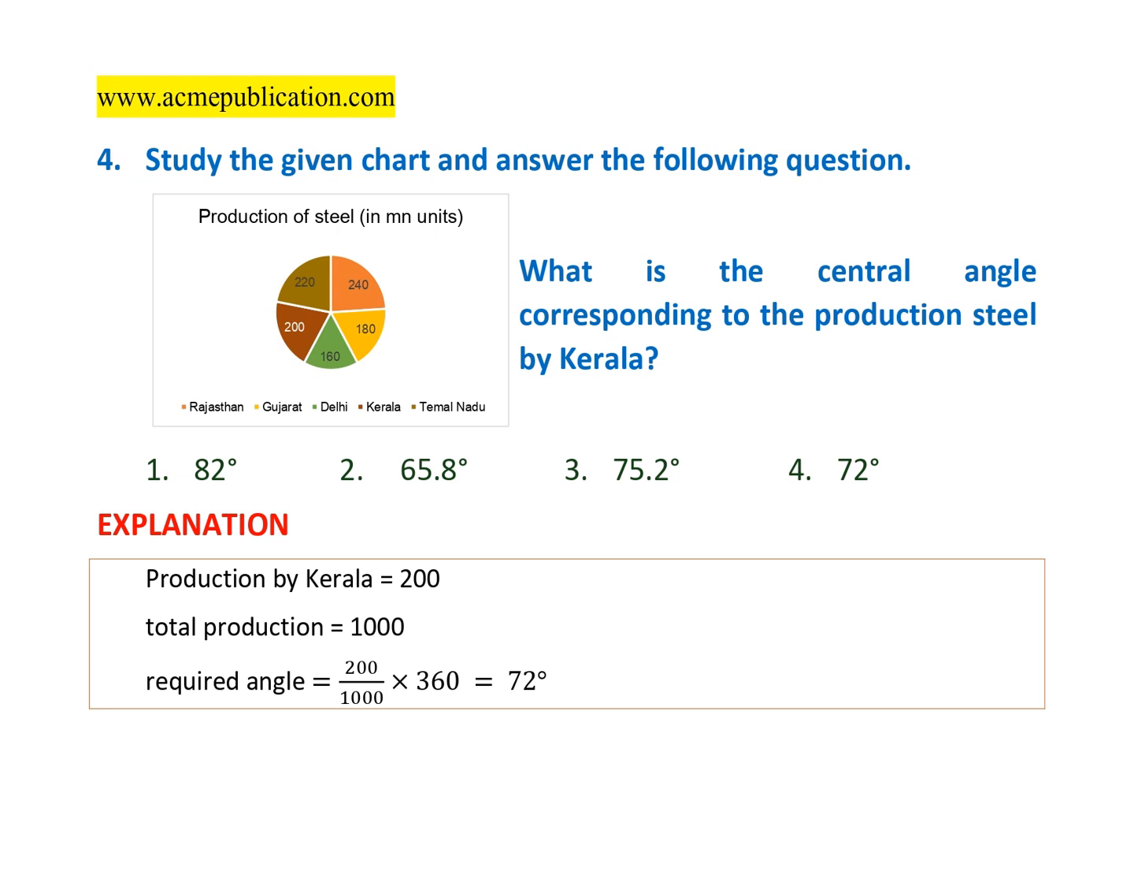Next question, study the given chart and answer the following question. What is the central angle corresponding to the steel production by Kerala? So adding all the productions, we will get 1000 total production, and as we know in the pie chart, the sum of all the angles is 360. So production by Kerala is 200, total production is 1000, so required angle will be 200 upon 1000 multiplied by 360, and that is 72 degrees.